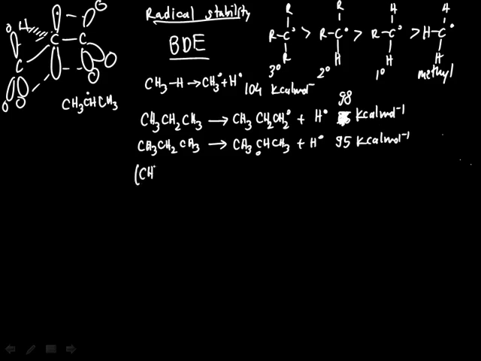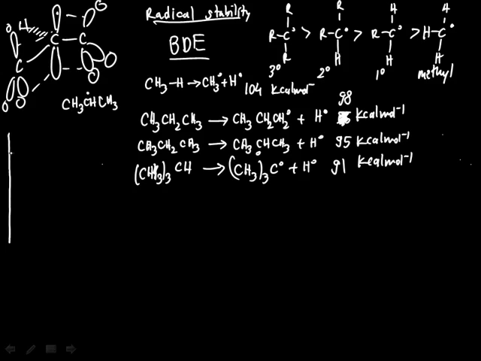And finally, when we take the butyl radical formation, in the tertiary C–H, we'll get 91 kilocalories. So it seems like it all fits in. Okay? And so now we can really see our explanation for the halogenation effects.